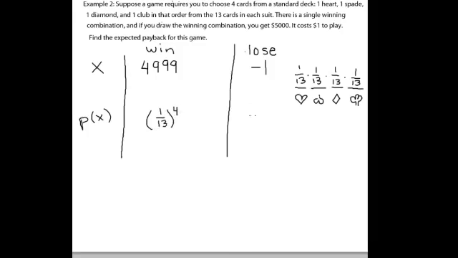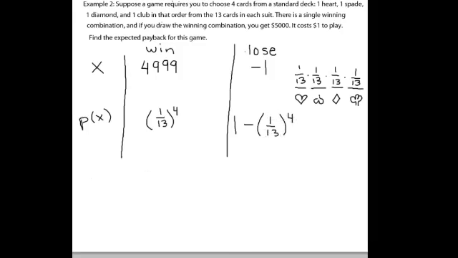Now let's compute the probability of losing. So, well, the simplest way to compute this probability is to remember the fact that the probabilities in a probability distribution sum to 1. So then the probability of losing would have to be 1 minus the probability of winning. So 1 minus 1 divided by 13 to the 4th.